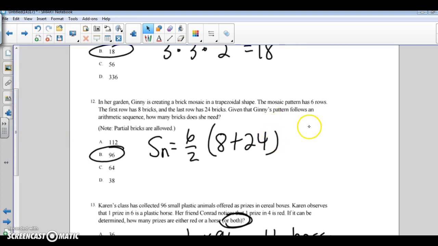Number 12 is similar to that other problem, and because it tells you the first and the last, it's a little easier to do it this way. You have 6 rows, so that's your n. First, and again, you could just work this out and play with it till you find the numbers that work. Last row is 24, but this formula is a little quicker, and that would be first and last, and 6 over 2 is how many rows. And that will give you 96.